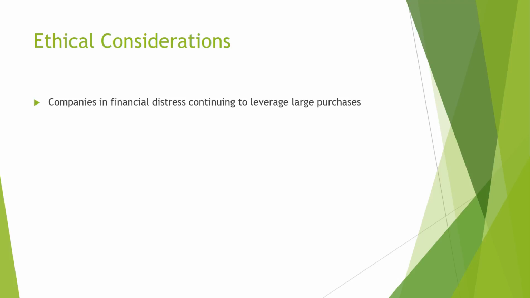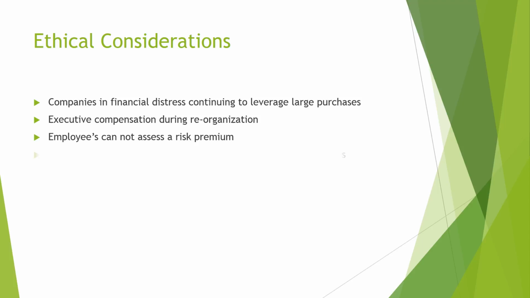Some ethical considerations to wrap up this presentation. We have a few of them. So the first ethical consideration that I'm going to bring up is that companies in financial distress continue to leverage large purchases. So for the example with Mervyn's, they knew that they were in financial distress, but they tried to buy their way out of it. They continued to purchase higher end stock and stock more of it to hopefully hit a sales streak and continue operations.